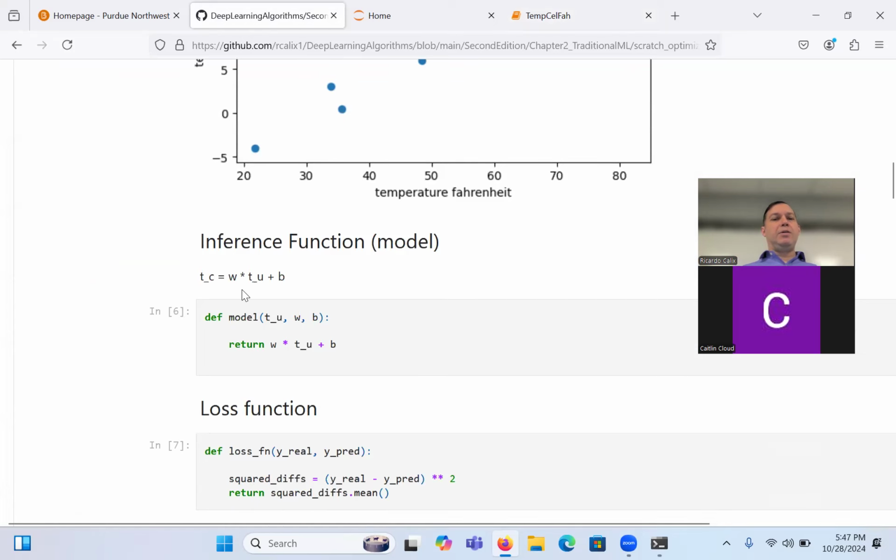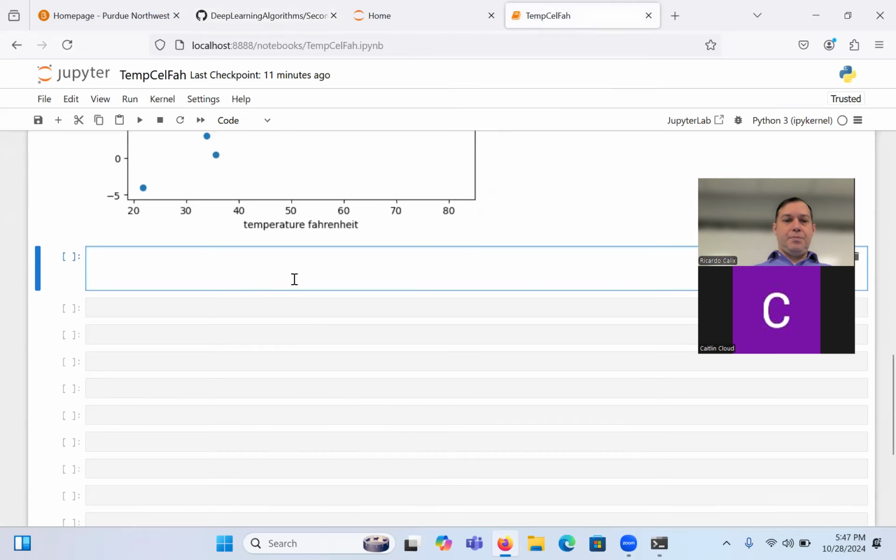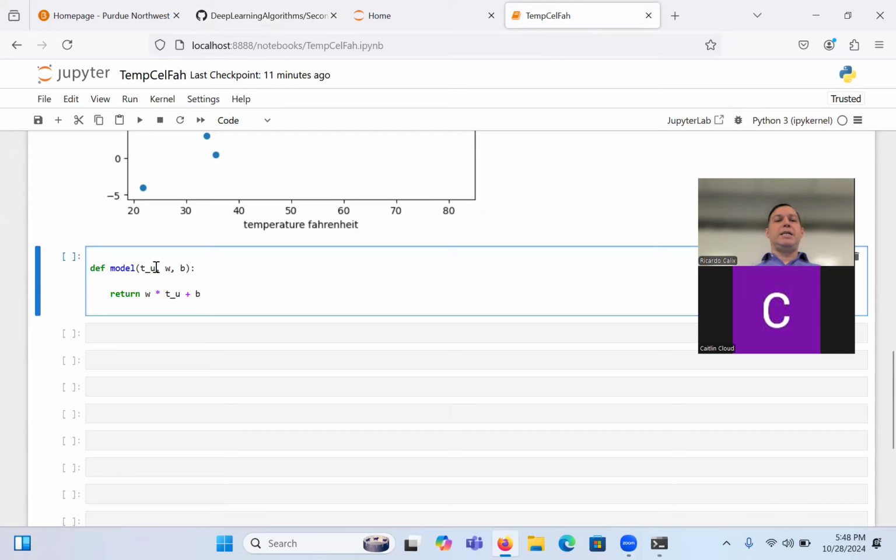So here we have the model. Notice this is the inference function. This is a linear model, like a type of linear regression, one of the traditional models, but you can easily start to add activation functions, a multi-layer perceptron, whatever you want in here. But in this, I'm just going to copy this function. Notice that this takes TF. It's given Fahrenheit and predicting Celsius. That's going to be the goal, okay?